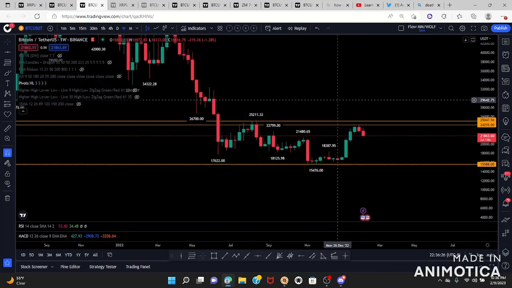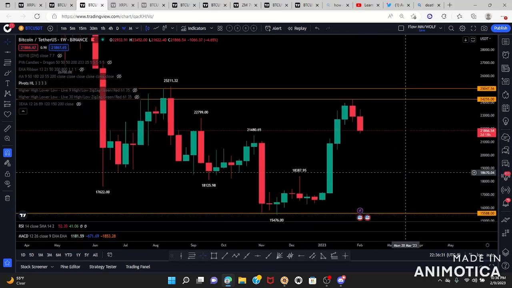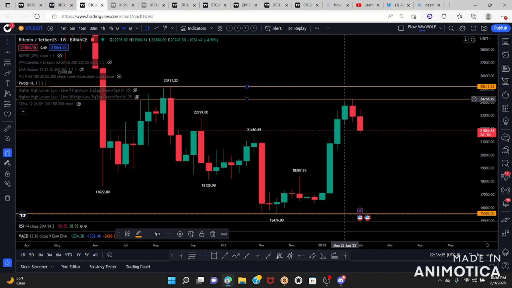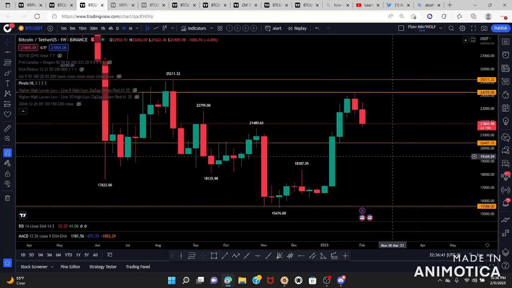This was our previous high, but I'm more concerned about price action right now. So I'm going to go ahead and set my resistance here. My next support will be here.